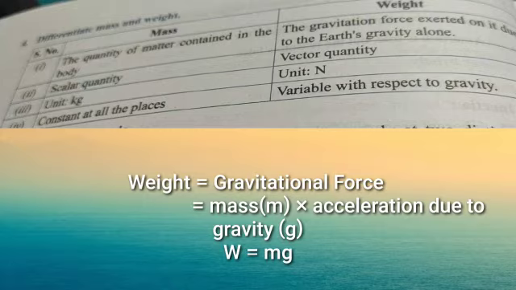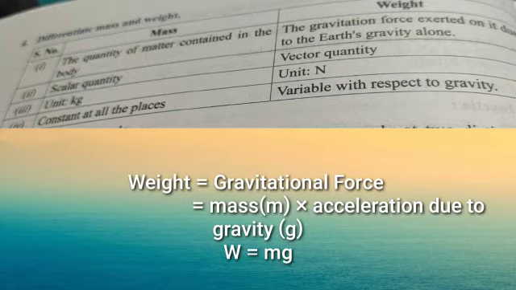Mass will be constant at all places, whereas weight will vary with respect to gravity, because the gravitational force will be different in different places of the earth. So because the gravitational force is different, the weight will also be different at different places of the earth. So weight is equal to gravitational force, which is equal to mass into acceleration due to gravity. Therefore we can calculate weight using the formula W is equal to mg.